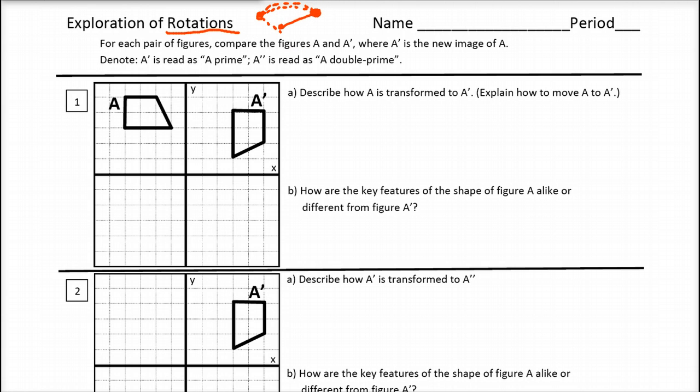Well, let's think about a few things. So first, you've got your full turn like this, and that would be a 360-degree turn. Well, what if you just did a half turn? Well, that would be 180. And then what if we did just a quarter turn? Well, then that would be 90 degrees. So we've got these full turns, half turns, quarter turns, and we're trying to see what's happening with these pieces.